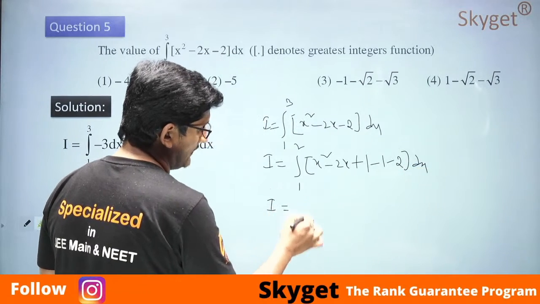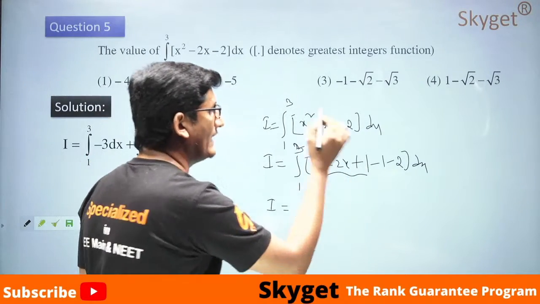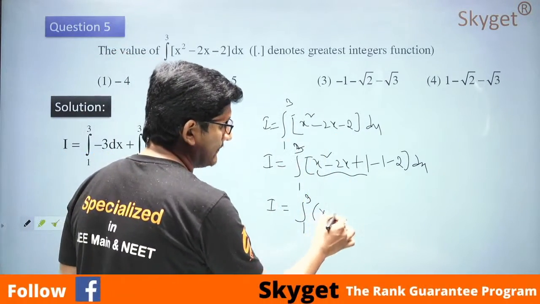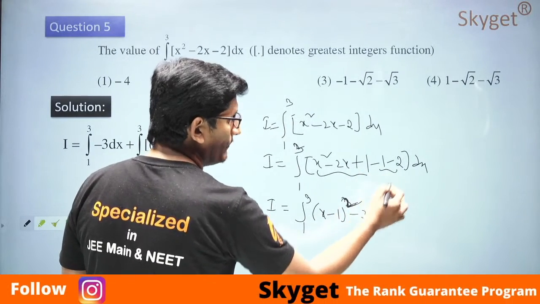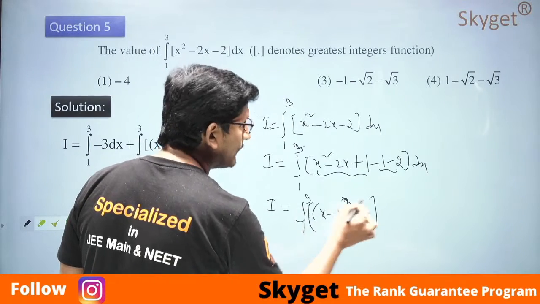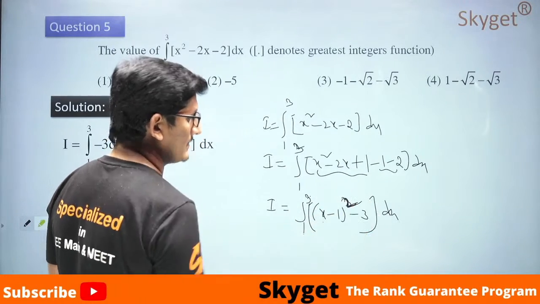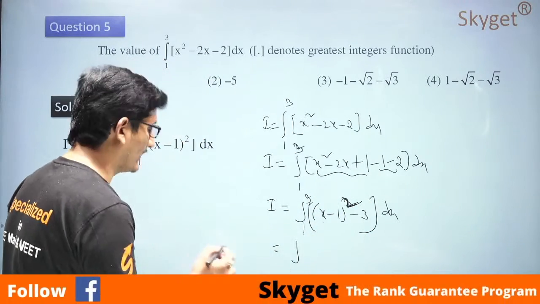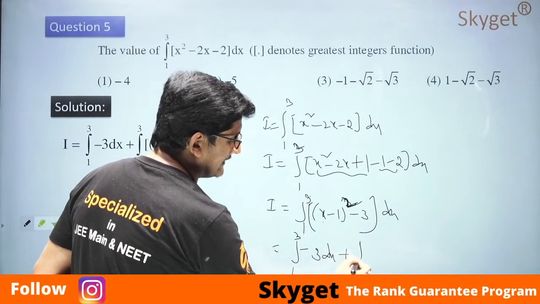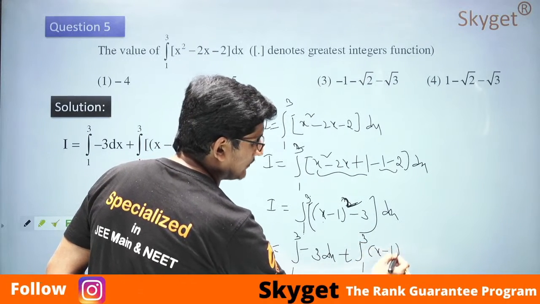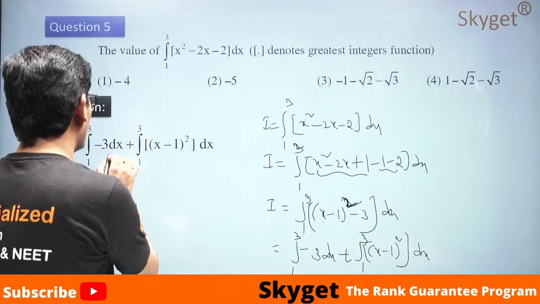So I is equal to integration from 1 to 3, and we can write this as x minus 1 whole square minus 1 minus 2, which is minus 3. So integration from 1 to 3 of step of x minus 1 whole square minus 3 dx. Now split this: integration from 1 to 3 of minus 3 dx plus integration from 1 to 3 of step of x minus 1 whole square dx. Okay, so we got this here.